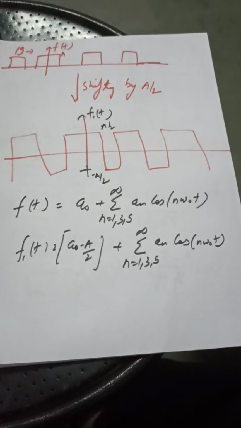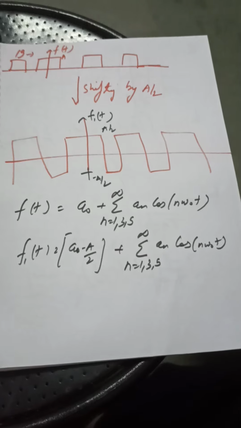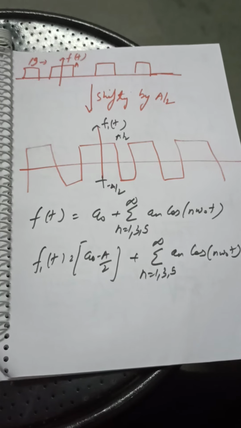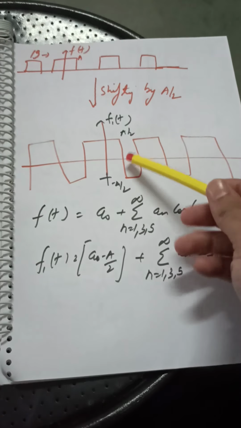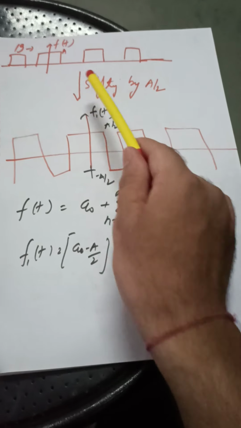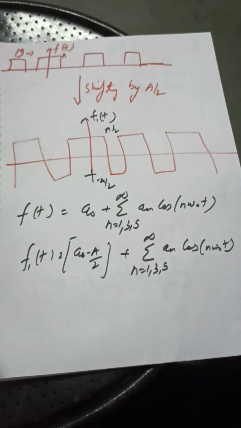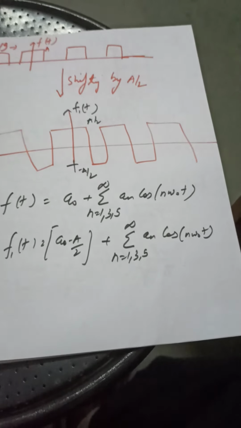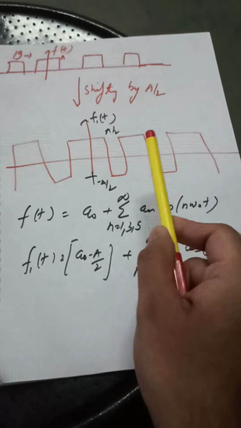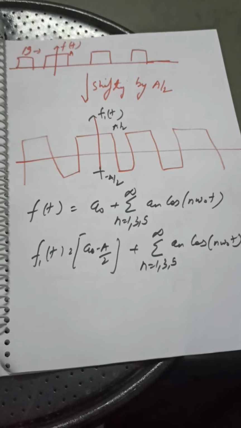The signal is shifted by A by 2, and we can easily observe that this signal is nothing but a reduced signal. From A, the amplitude reduced to A by 2. From 0, it reduced to minus A by 2. So now we can conclude that it is having half wave symmetry, provided that this and this length are equal. And these are bound to be equal because we are only shifting the signal by A by 2.